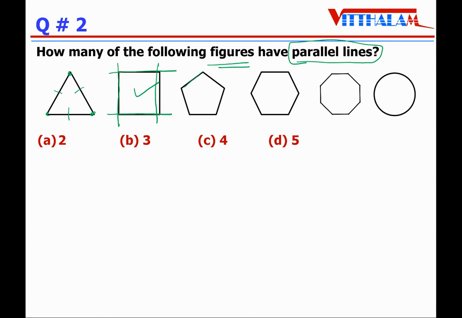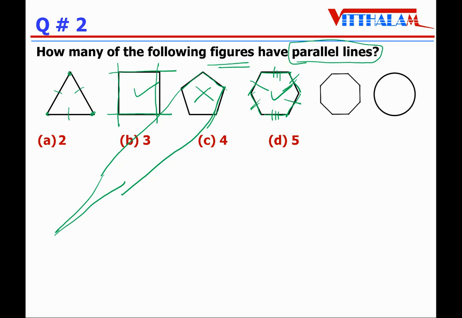If you talk about this and this, it is meeting. Same way, this will meet somewhere. If I extend like this, it will meet somewhere. So there is no parallel line. Here, this and this is a pair of parallel lines, correct? Same way, this and this pair, they will never meet. This and this. So this figure has parallel lines.